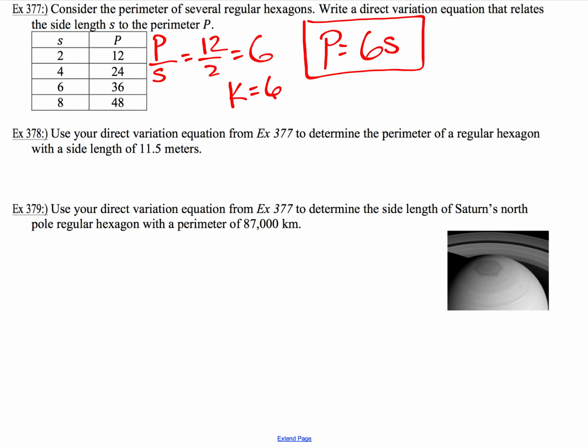Use your direct variation equation from example 377 to determine the perimeter of a regular hexagon with a side length of 11.5 meters. Well, since it's telling us side length, that's S. S is 11.5 meters. So we're going to have P equals 6S, but instead of S, we're going to put 11.5 because we've been told what it is. And if we just multiply that real quick, 6 times 11.5, we get that the perimeter is 69 meters.